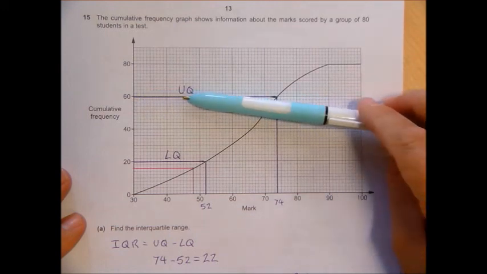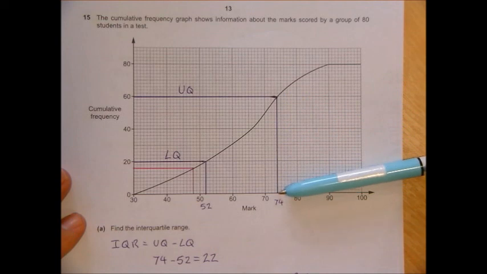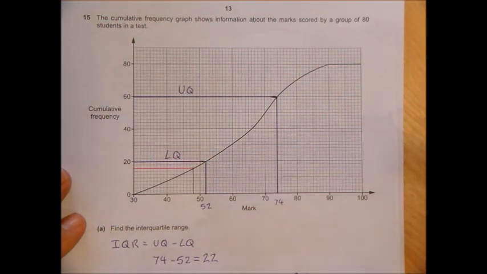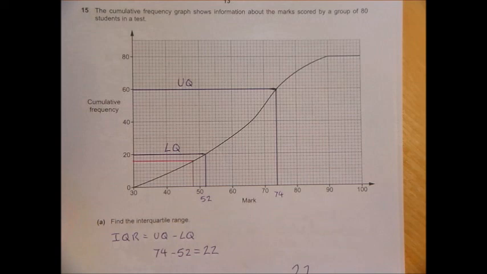So you draw a line from here, the upper quartile, hit your cumulative frequency graph, and you come down, and that's 74. And the lower quartile, same thing, is 52. So the interquartile range is 74, take away 52, which gives you 22. You get a couple of marks for that. It's worth knowing how to do that skill.